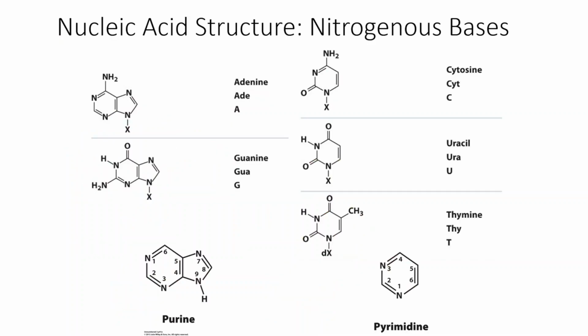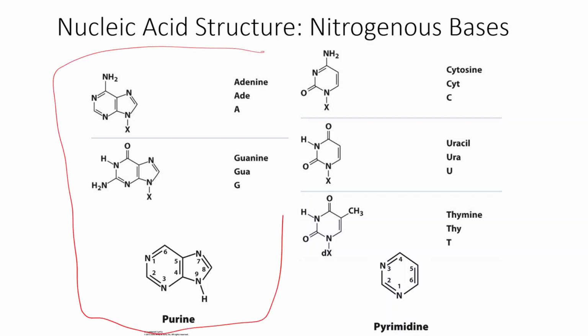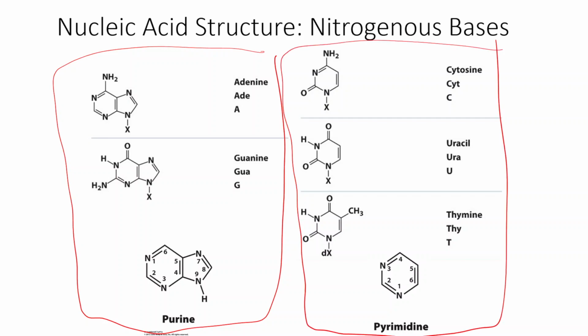And here are pictures of them all in case anyone needed a reminder. So as we mentioned, on the left we have our purines, adenine and guanine. On the right we have our pyrimidines, cytosine, uracil, and thymine. Which type of nucleic acid has thymine in it? Yeah, DNA, exactly. And which one has uracil in it? RNA. Yeah, great. So that is our bases.